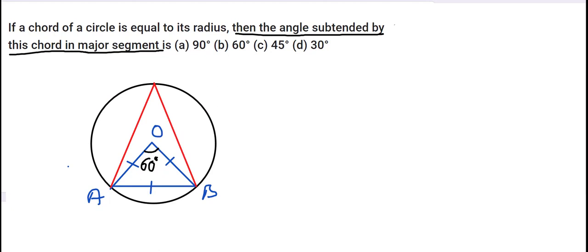Right. They're asking to find the value of this angle. So if I mark this as P, we have to get this value. As you know, the angle subtended by an arc at the center is twice the angle subtended by it on the remaining part of the circle.